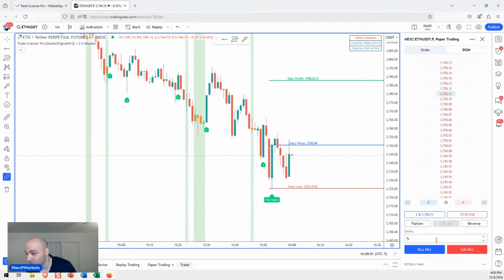Oh, see that? See how that candle turned into a tail? Good thing I hadn't pressed the button. So now let's see if it can recover that. I like the higher, I like the double bottom situation there. I like that.